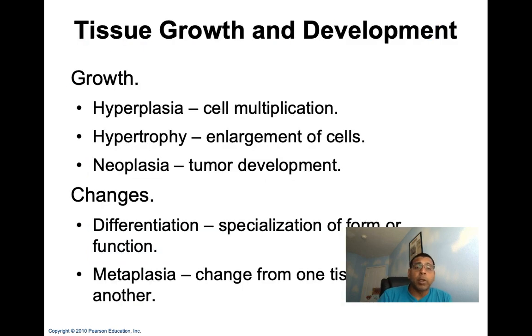Now here we have tissue growth and development. Some terms I want you to be familiar with in relation to tissue growth. First, this term hyperplasia, where we talk about cell multiplication. Hypertrophy, where you talk about an enlargement of the cells. So here's cell multiplication versus enlargement of cells. Two different things. And then neoplasia, tumor development. And then changes: you can have differentiation, where you have a specialization of one form or function, or you can have metaplasia, where you have a change from one tissue to another.